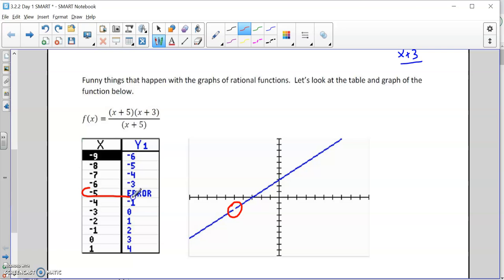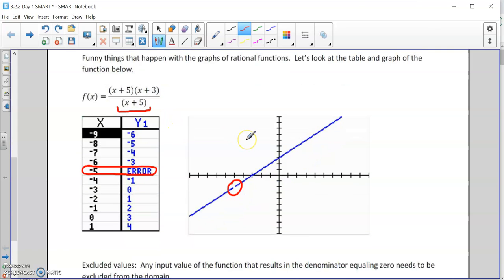All right, so let's talk a little bit about why this is the case. If you look at our rational function at the top, the bottom of the fraction has an x plus 5 in it. And we know from previous years of math that we absolutely are never allowed to divide by 0. So in this case, if we plugged in a number that would make this bottom 0, that would be an invalid value because we're not allowed to have 0 in the bottom of a fraction.